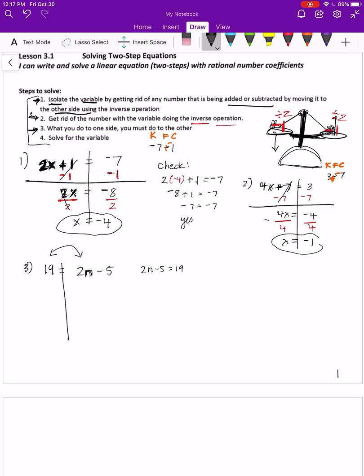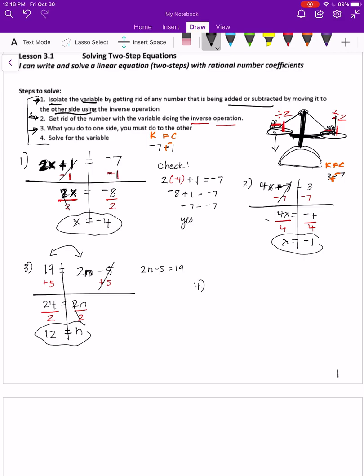So again, it's supper time, and you got to get rid of your buddy. You get rid of your buddy that's not so close to you first. That's always your first step, being careful to line things up. You have 19 plus 5, which is 24. 24 equals 2n, and then I need to do the opposite. They're being multiplied, so the inverse would be to divide. And then you have the 2 divided by 2, which is just 1, so that's n equals, and 24 divided by 2 is 12.